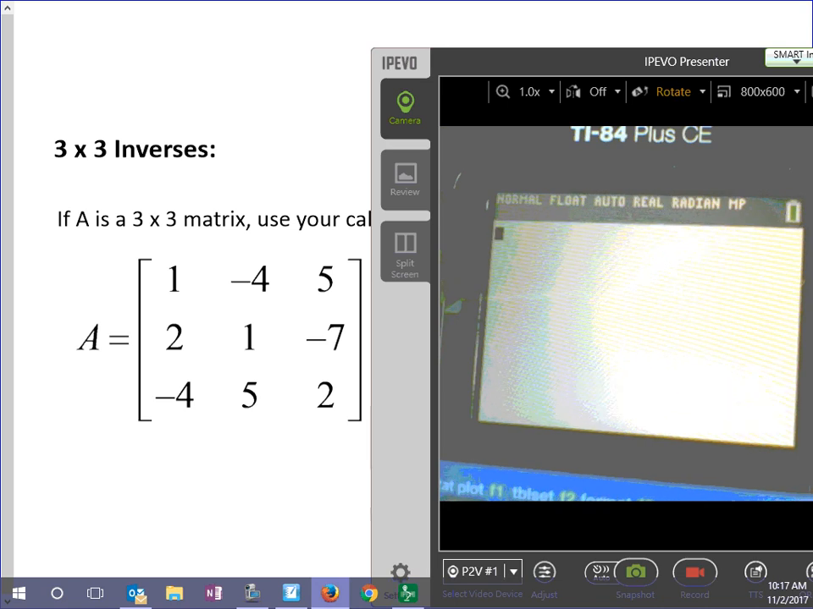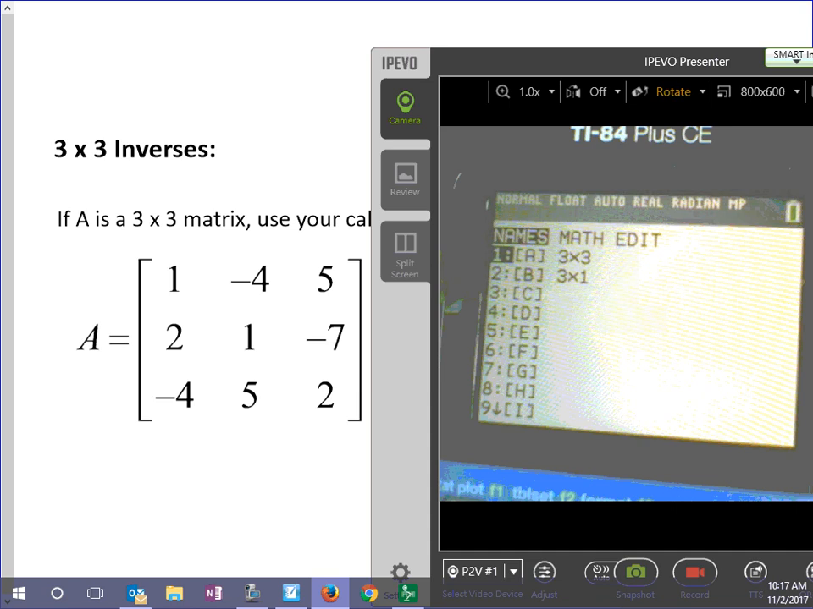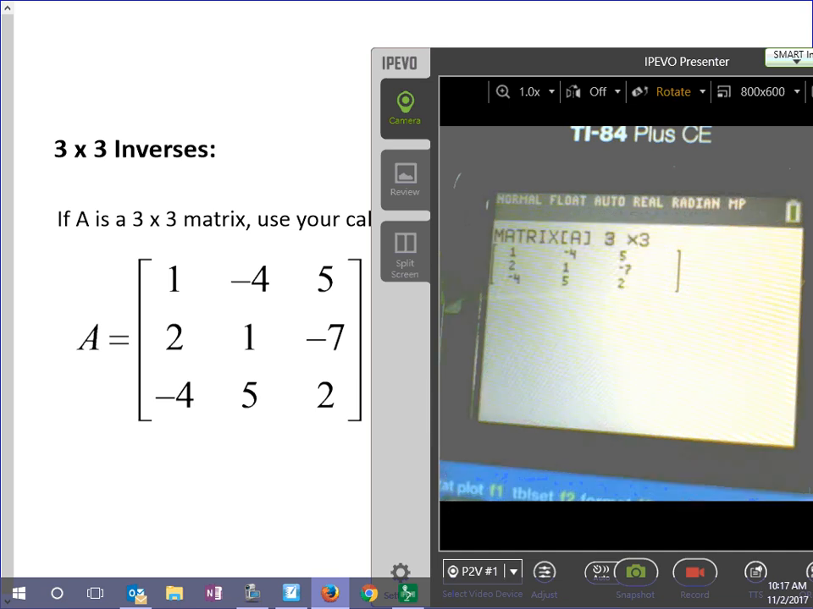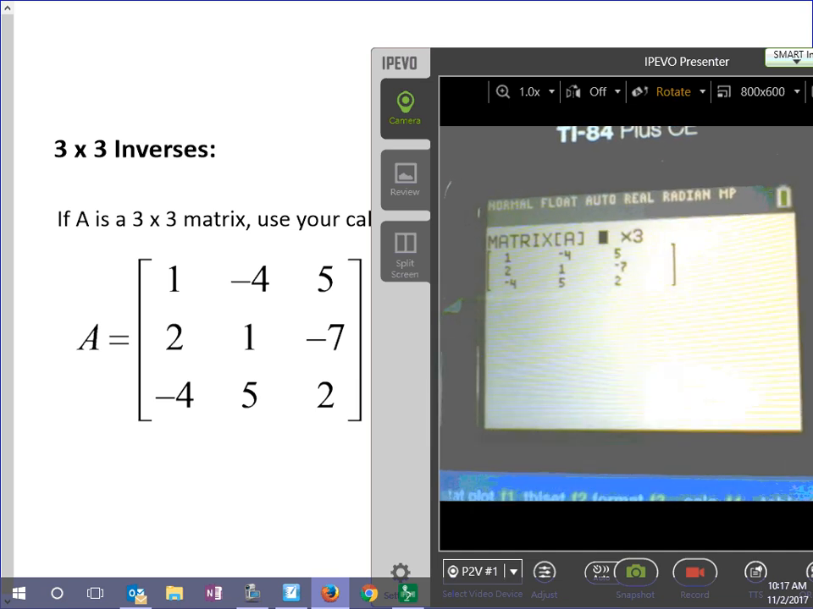If you have a 3 by 3 or higher square matrix, you're just going to input that matrix into your calculator. So go to your matrix menu. If you're having trouble getting to your matrix menu, ask the person next to you to assist you. Then scroll over to edit. You can change one of your matrices. I'm going to use matrix A here. I'm going to make it a 3 by 3 and type in all those numbers.